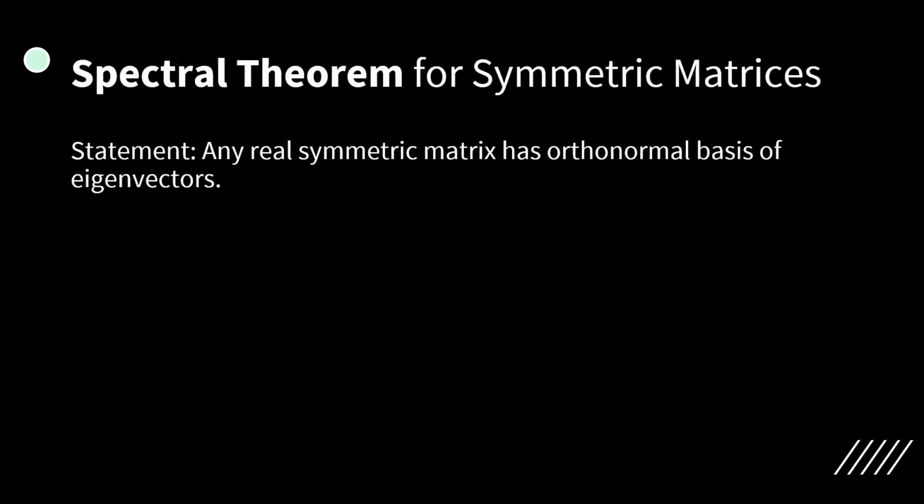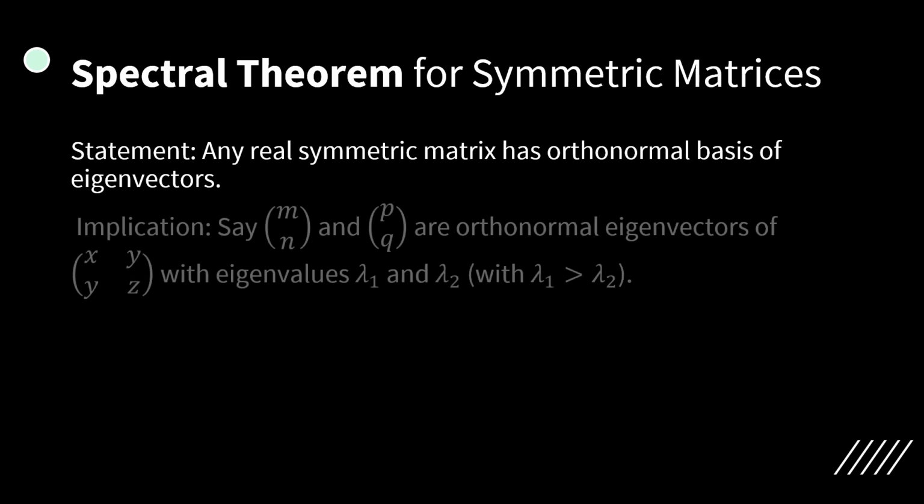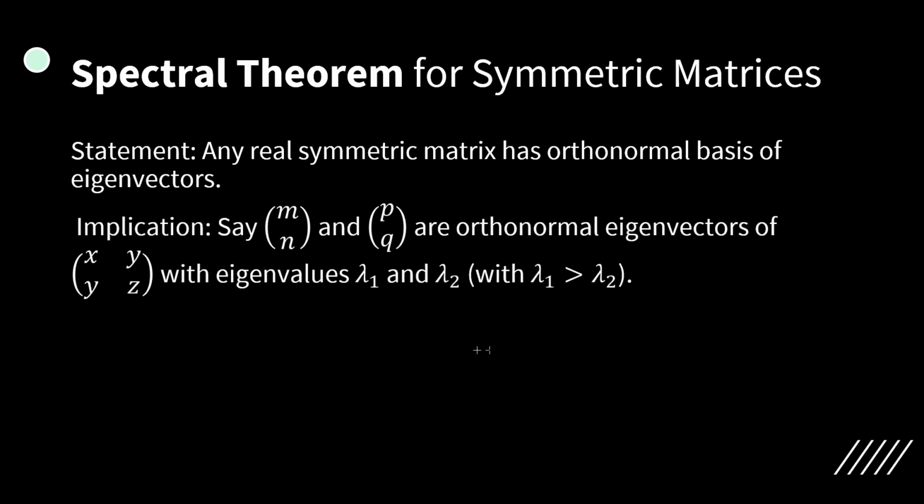If we have a symmetric matrix, we then need the help of a theorem called the spectral theorem for symmetric matrices. This is rather a hard theorem that you learn after one semester of linear algebra, so let me just make the statement here. The statement is that any real symmetric matrix has an orthonormal basis of eigenvectors. The implication of this is that any real symmetric matrix can be diagonalized by a real orthonormal matrix.